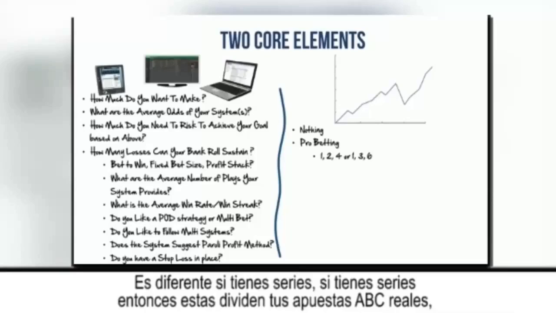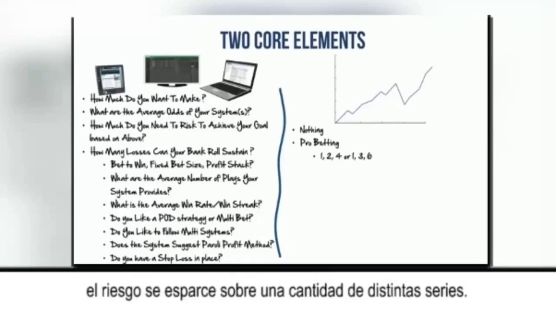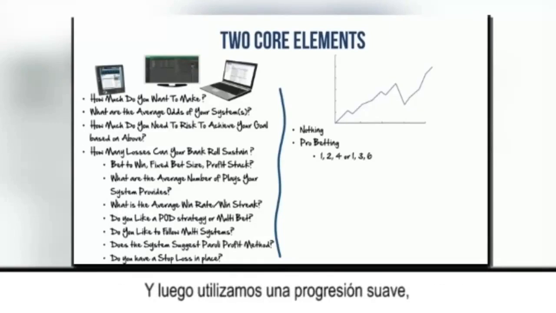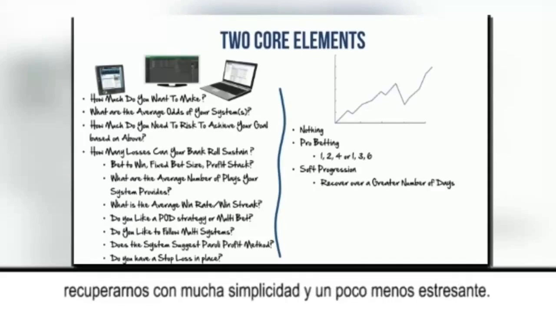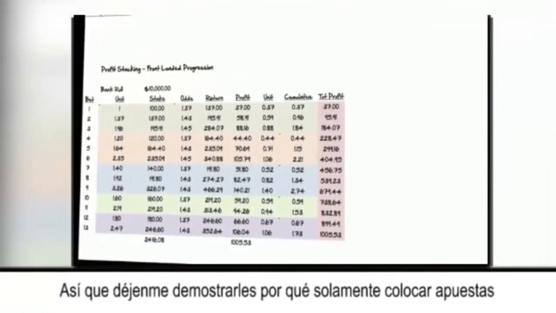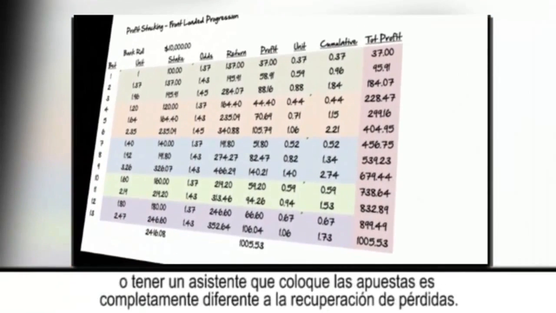It's different if you have sets. If you have sets split down, your actual ABC bets are spread, the risk is spread over a number of different sets. And then we utilize soft progression, and I have created a soft progression system that allows us to recover it quite simply and a lot less stressful. So let me just demonstrate why placing bets and a system to place bets is completely different to loss recovery.